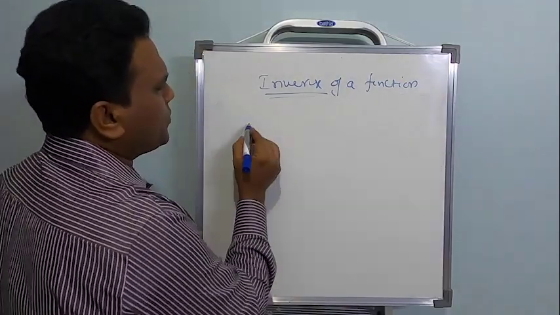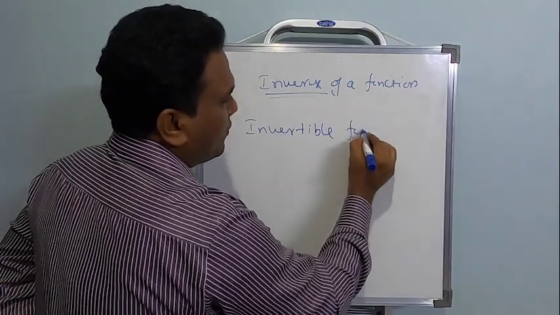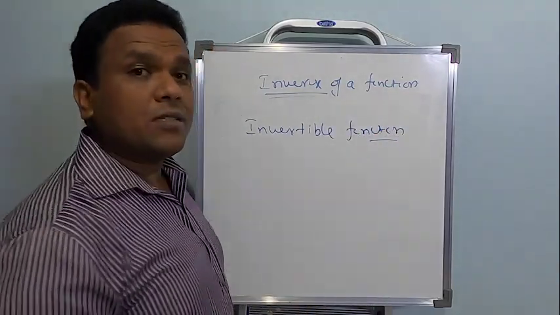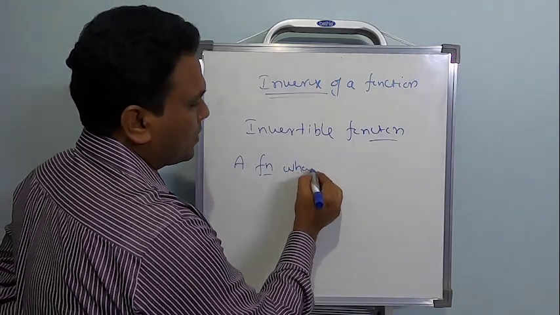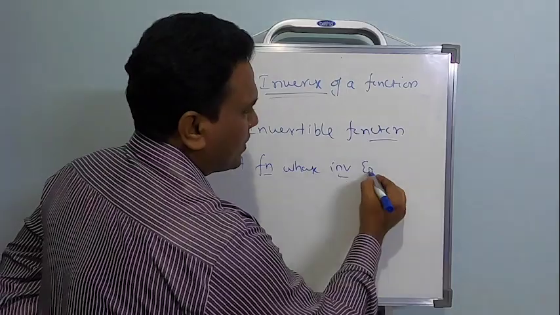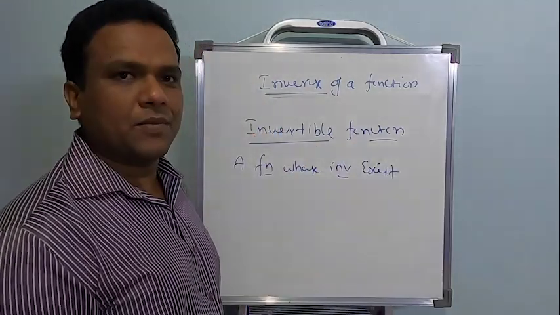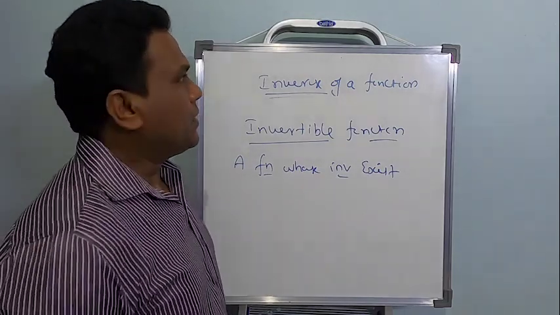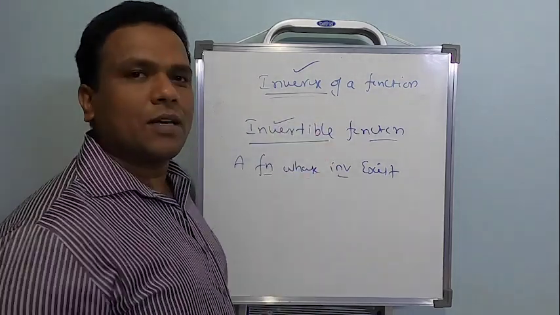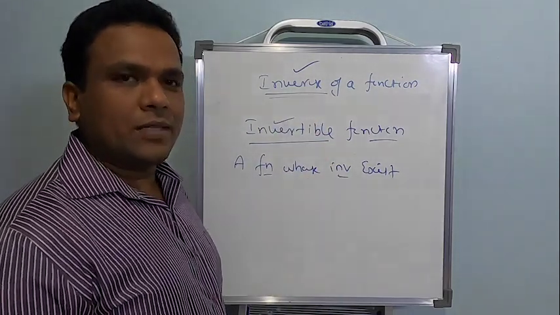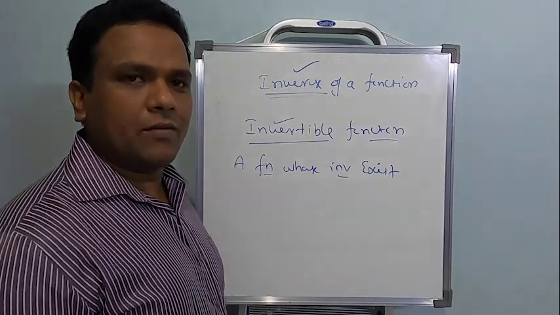And in problems they will mention something called an invertible function. So what is an invertible function? A function whose inverse exists will be called an invertible function. So you will be getting confused. We learned about inverse of a function, that's fine, but while solving the problems they will use something called an invertible function. So what is an invertible function? Simple thing, any function whose inverse exists will be called an invertible function.